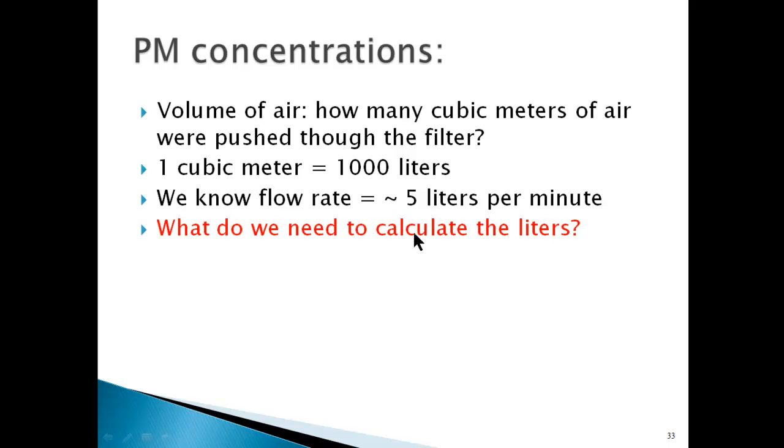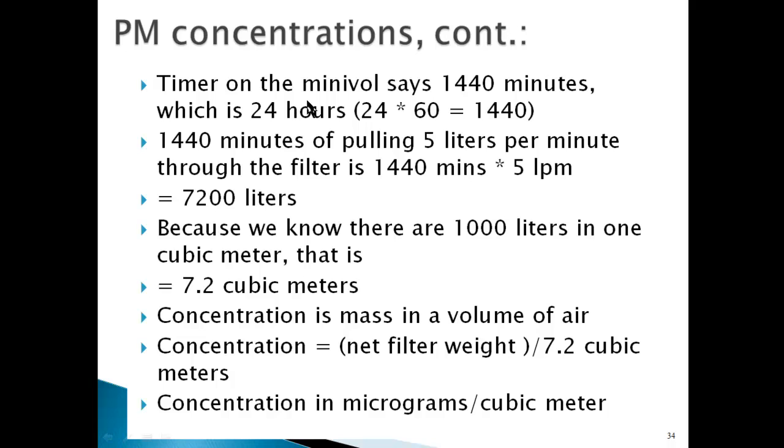So what do we still need to calculate the number of liters, right? We know the flow rate was 5 liters per minute. How many liters passed through the filter? We need the number of minutes, right? So the timer on the Minivol says it ran for 1,440 minutes, which, this is a perfect run, meant it ran for exactly 24 hours, so 24 times 60 is 1,440 minutes. 1,440 minutes of pulling 5 liters per minute through the filter.